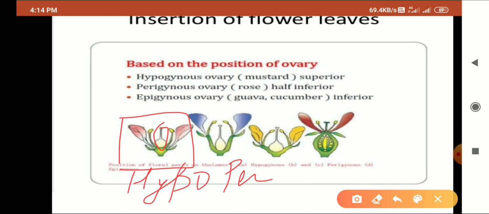So these are the three different types of flowers on the basis of insertion of ovary inside the thalamus, that is hypogynous, in which ovary is superior in position, perigynous, in which ovary is half inferior, and epigynous, in which ovary is totally inferior in position.